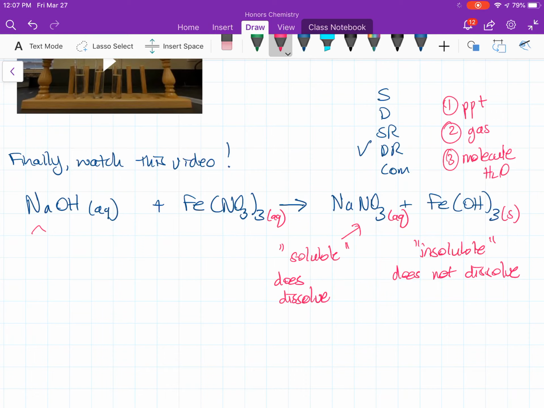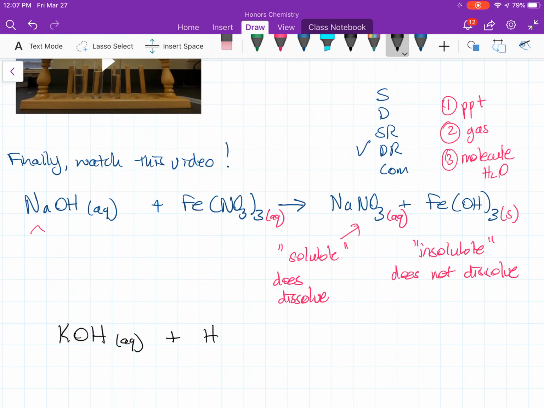Okay, let's try another one. Let's see if potassium hydroxide, KOH, aqueous, will react with hydrogen phosphate, or phosphoric acid.